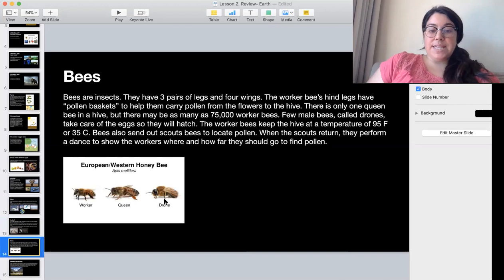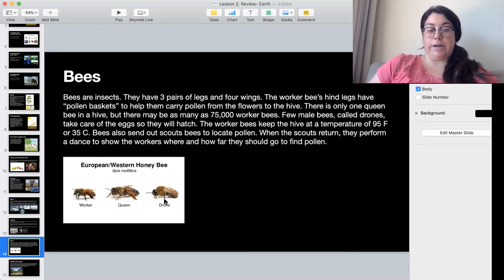Then we have bees. Bees are insects. They have 3 pairs of legs, they have 4 wings, and they have different types of jobs for different types of bees. They have the worker bees that have like these little baskets in their legs that help them carry pollen from the flowers to the hive, which is where the bees live. There is only one queen bee, which is like the boss of all the other bees, and there are as many as 70,000 worker bees. A few of the male bees, called drones, take care of the eggs so they will hatch. And the worker bees keep the hive at a temperature of like 35 degrees Celsius or 95 Fahrenheit.